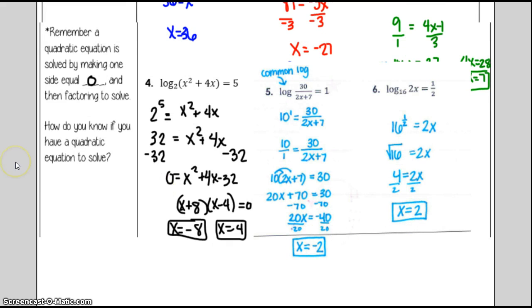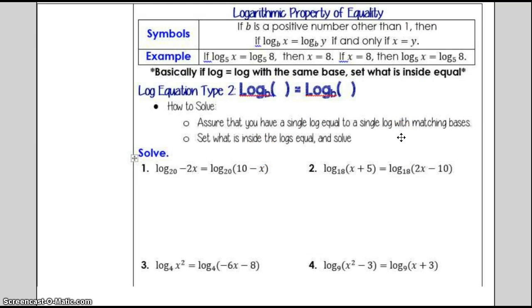All right, let's take a look at the last little bit, the second type that we're going to learn about here. So what it says is basically if the log equals the log, so those logs are the same base, then we can set what's inside equal. So the x and the 8 would then be equal. So we first need to make sure that we have that single log equal to the single log, and then it's matching, then we can set those parts equal.